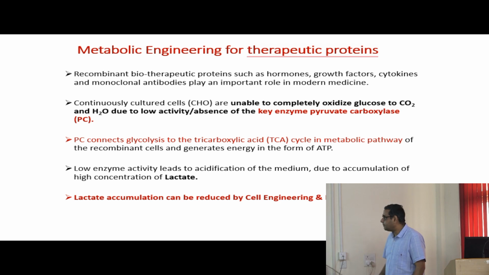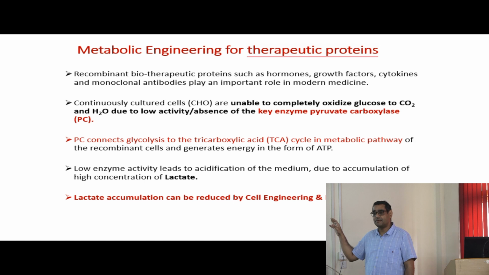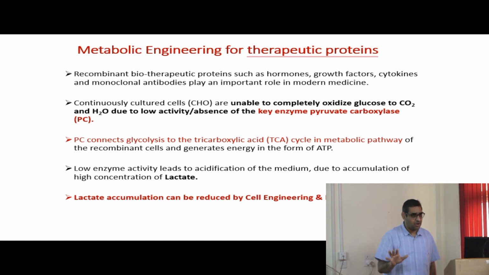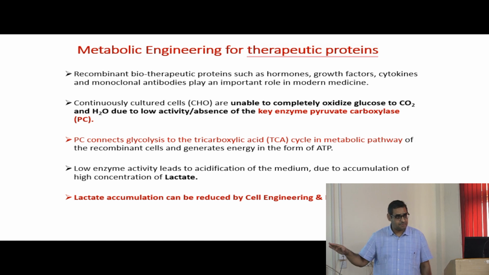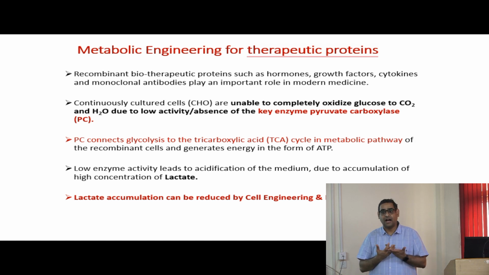So what is happening is that PC is connecting glycolysis to the TCA cycle in the metabolic pathway of recombinant cells and generates energy in the form of ATP. Low enzyme activity leads to acidification of the medium due to accumulation of a high concentration of lactate. Lactate is a waste product. So what is happening because of the low activity of this PC enzyme is that the activity of the particular molecule is not coming up to high.